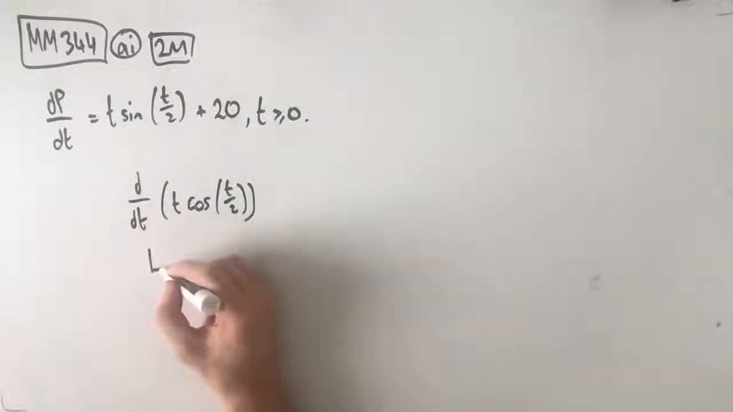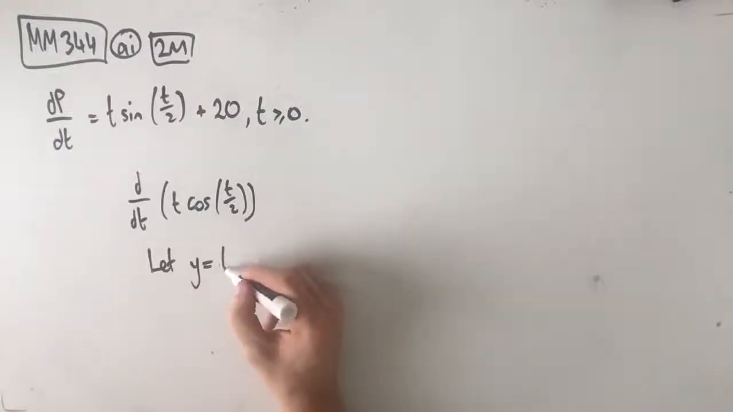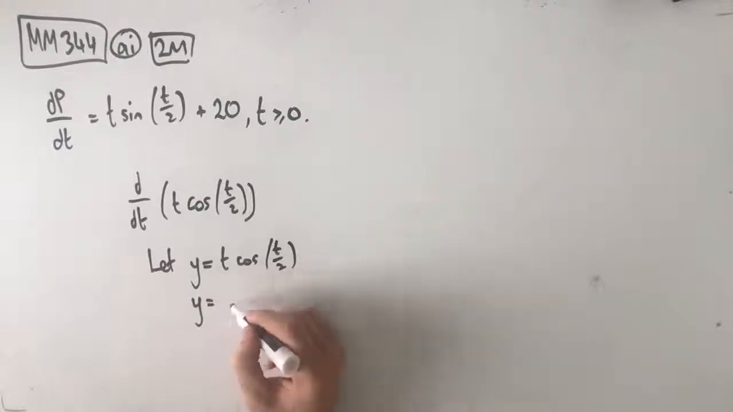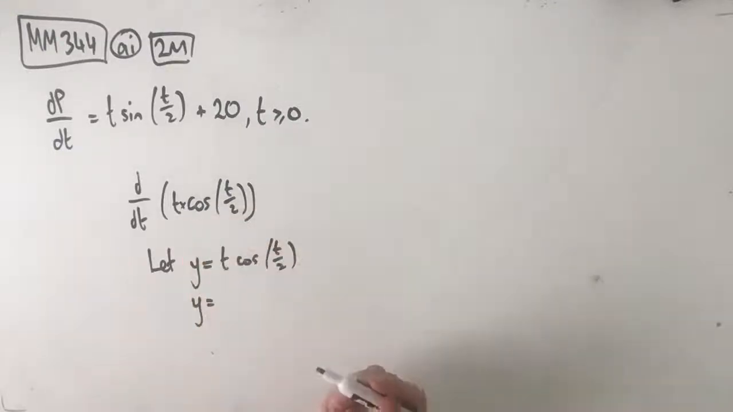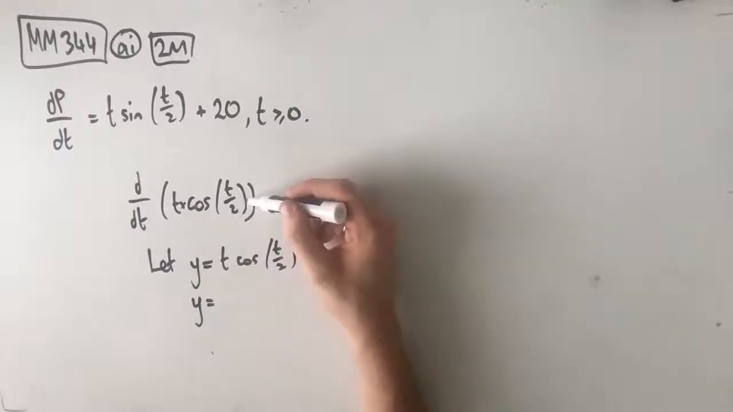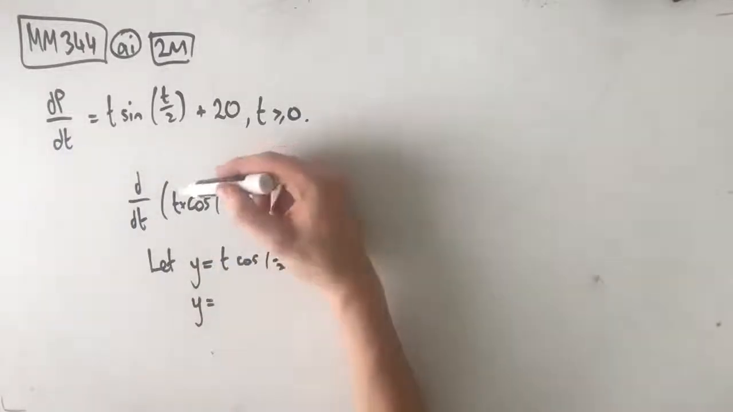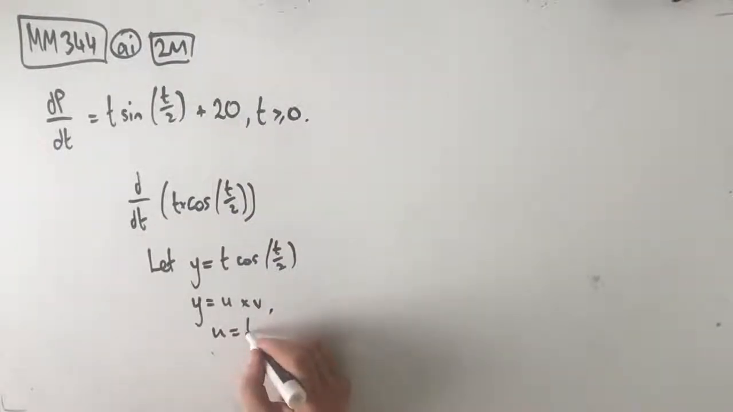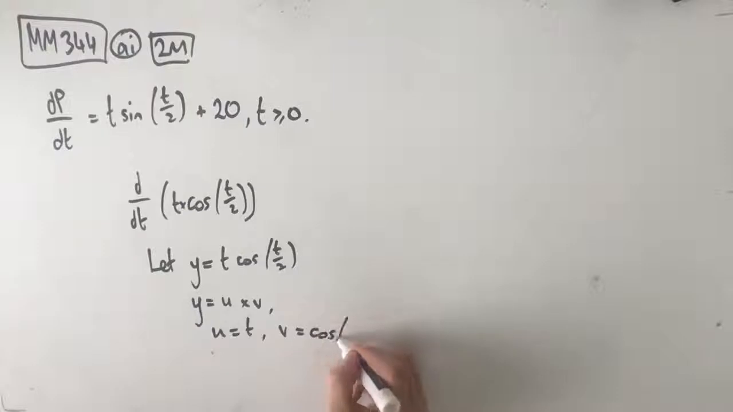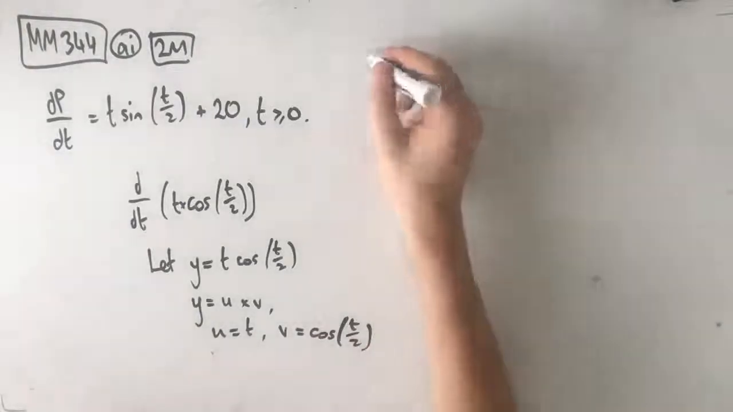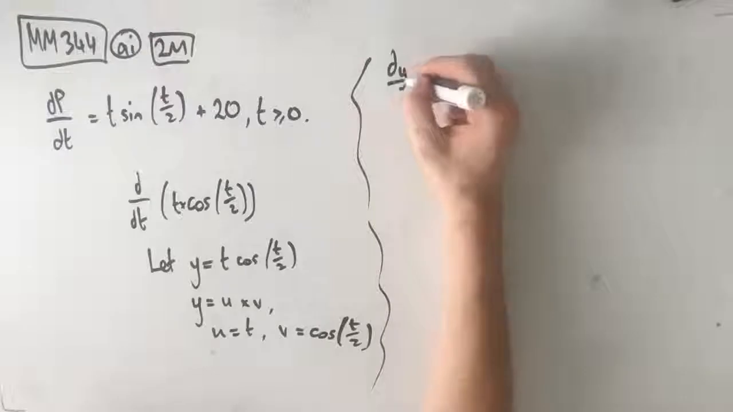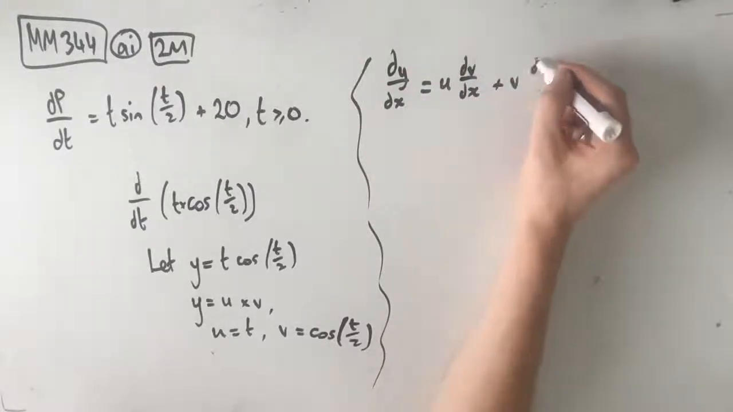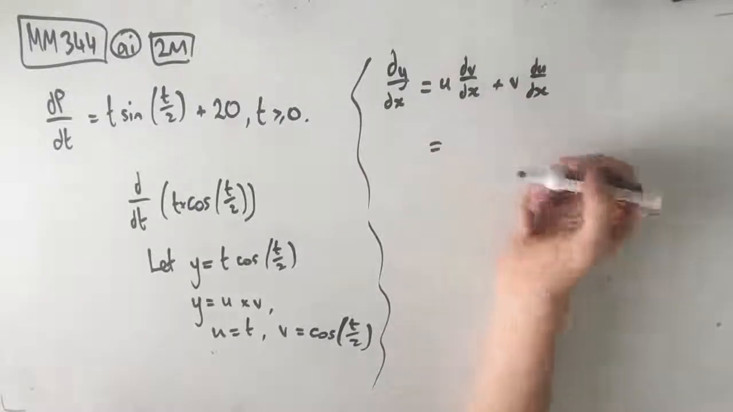So what we're going to do is let y equal t cos of t on 2, because what we've got in the middle here is a multiplication. So the way we're going to differentiate this is by using our product rule, right? We've got one function times another function. So we're going to say u times v, where u equals t and v equals cos of t on 2. And then our derivative is equal to u times dv dx plus v times du dx. That's our regular product rule.